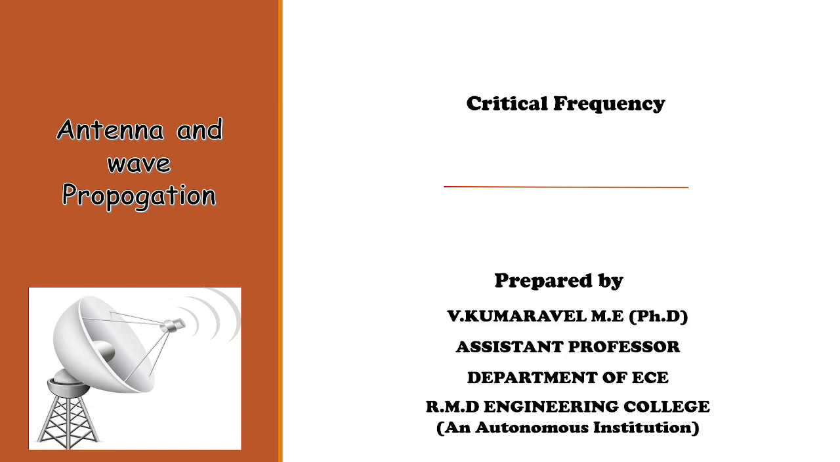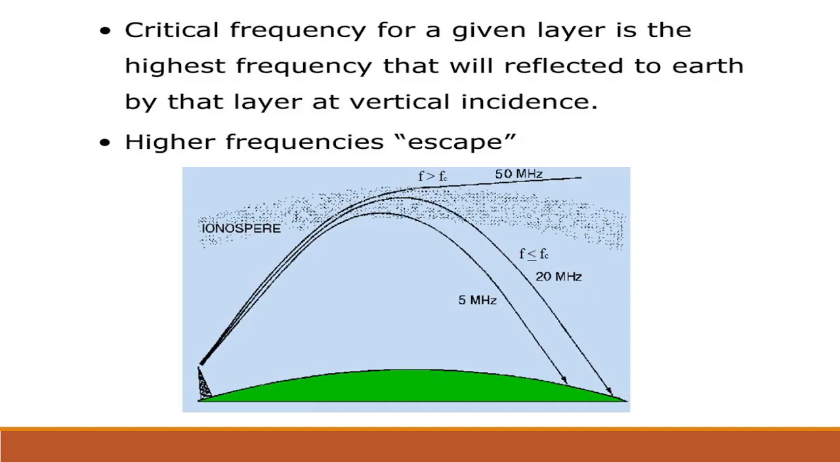Hi, this is Kumaravel. In this lecture, we are going to discuss the critical frequency of an antenna. So, what is critical frequency? As we know, when we transmit an electromagnetic wave, it propagates through different layers of the atmosphere. If our signal is propagating through the ionospheric layer, then critical frequency is the maximum frequency.